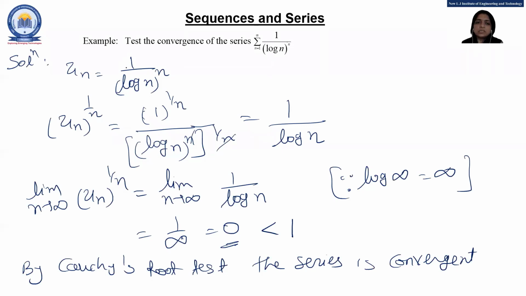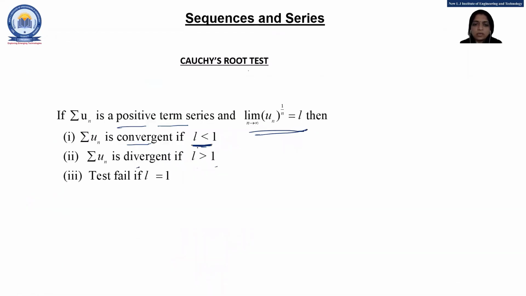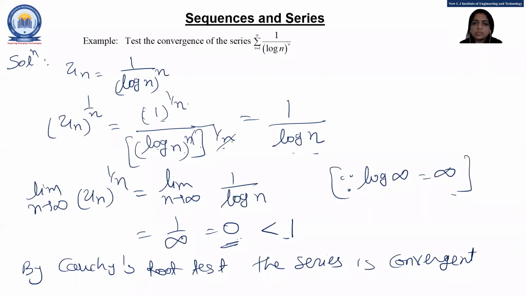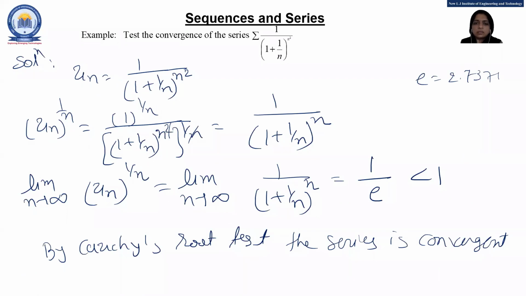This is our given example, Yanshu. This is our nth term, that is 1 upon (log n) raised to n. We are taking the nth root on both sides. So by taking the nth root, u_n raised to 1 by n, here 1 raised to 1 by n, and in the denominator (log n) all raised to n, into raised to 1 by n. So both n's will be cancelled. There is just log n. After applying the limit on both sides, log infinity is infinity. So 1 upon infinity is 0, and 0 is less than 1. So by the Cauchy root test, if our limit is less than 1, the given series is convergent. So the series is convergent.